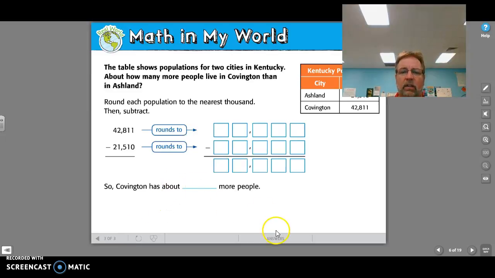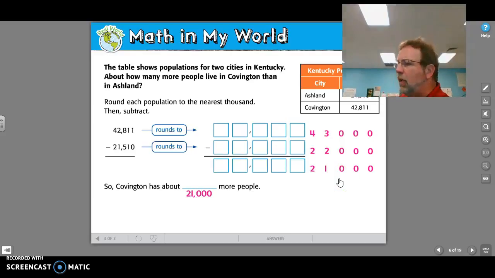All right, let's take a look at our answers for this. You were to round to the nearest 1,000. Be careful, make sure you're following the directions, rounding to what place value. So this ended up being 43,000 minus 22,000, and 21,000 is the estimated difference.